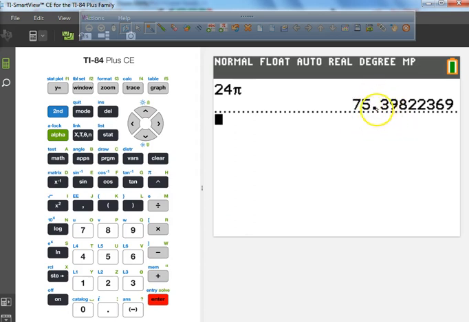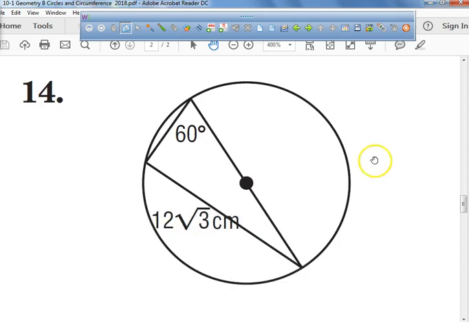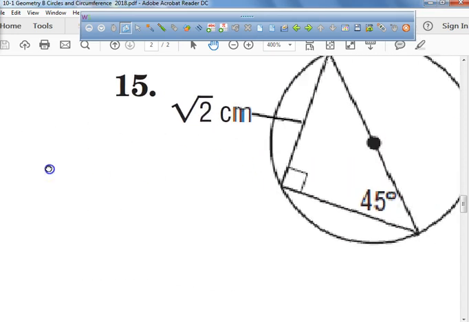This is not the exact answer. This would be the approximate answer. This is exact. That's approximate. Exact. Approximate. All right. So, right there, that's the answer to number 14.